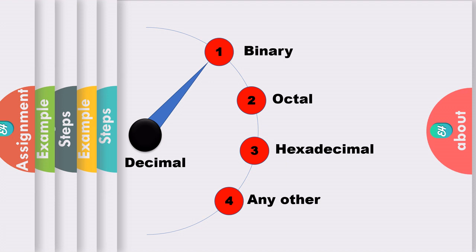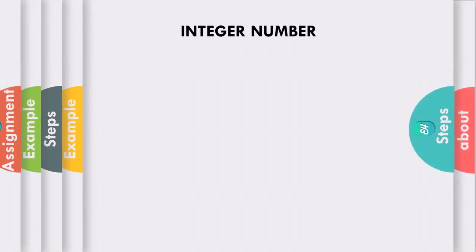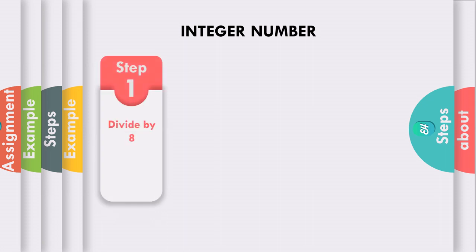Today we are going to see how to convert a decimal number into its octal equivalent. Let us start by seeing integer numbers. The first step is to divide the number by 8 successively. 8, because 8 is the base of octal, and successively means again and again.